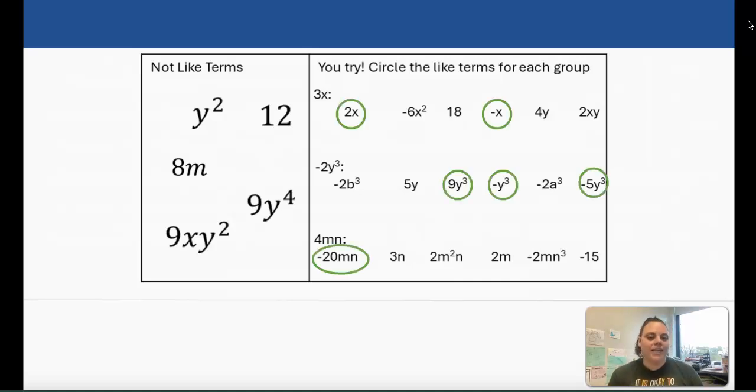Here are the correct answers for each of the like term groupings. 3x will be grouped with 2x and negative x. Negative 2y cubed will be grouped with 9y cubed, negative y cubed, and negative 5y cubed. And 4mn will be grouped with negative 20mn. If you have questions about any of these, please feel free to come and ask.